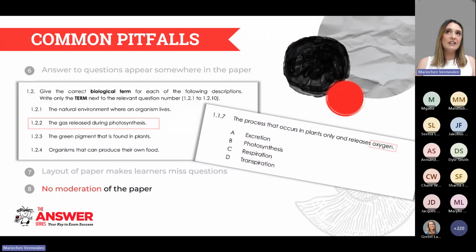Because I think if you think about moderation in this way, for those of you who have learners writing external exams at some point, how would you feel if you were being judged on the marks that they were achieving for that external exam, and you knew that it wasn't being moderated? I mean, all of us would be outraged by that. So why are we allowing our own learners to go through that? We need to moderate our papers.